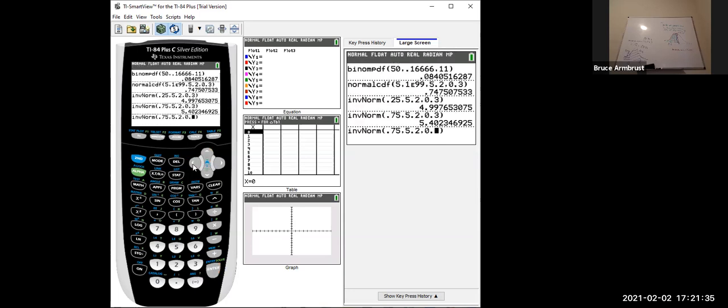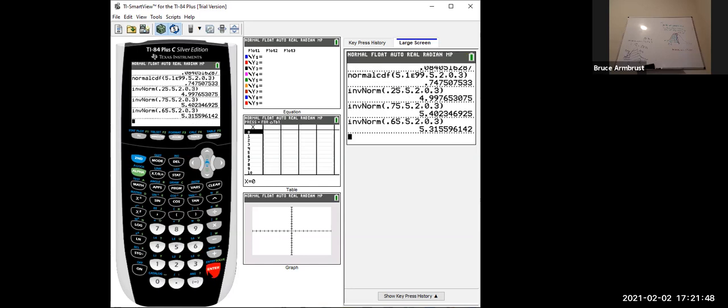And that's what I'm going to do here again, because I want to change this to 0.65 to answer our question. So we'll change that to 6. Hit enter. So we get 5.31559. All right, so that's the number at which 65% of the people have less than that much blood. But for the interval that we were looking for, that's the bigger number. Okay, so that's what inverse norm does.